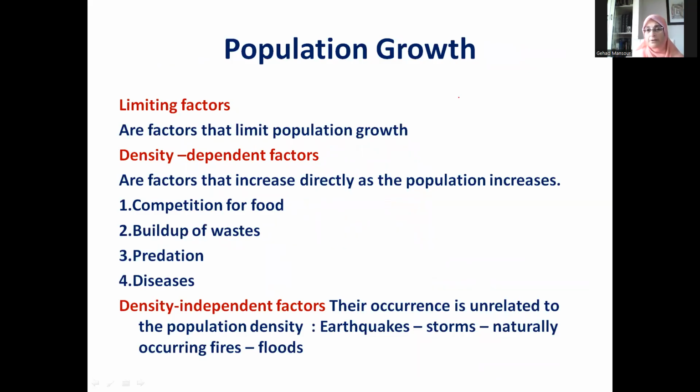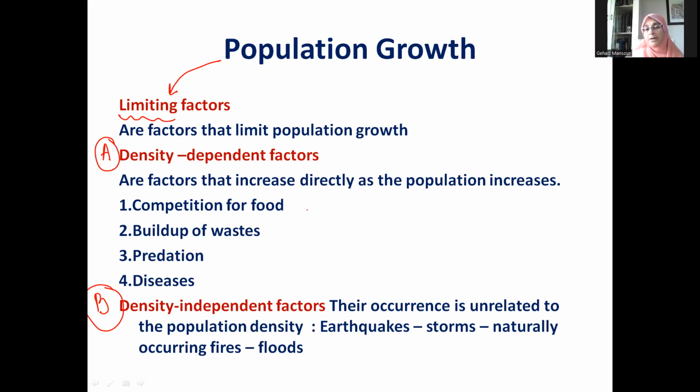What are the limiting factors that might limit the population growth? When we talk about limiting factors, we talk about the factors that restrict population growth. We don't talk about factors that favor population growth. So what are the limiting factors for population growth? There are two broad categories of factors: the density-dependent factors and the density-independent factors. The density-dependent factors means that it's a self-limiting process.